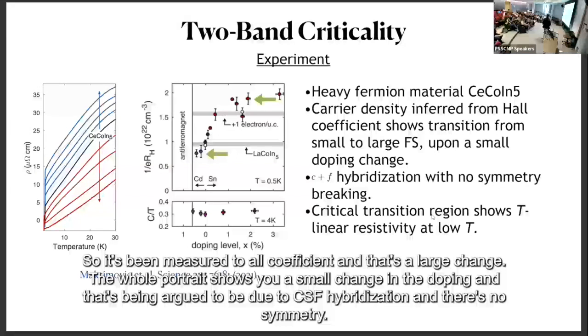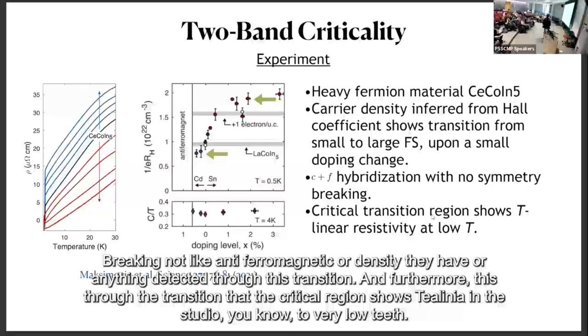It's been measured through the Hall coefficient, and there's a large change in the Hall coefficient for only a small change in the doping. That's been argued to be due to C plus F hybridization, and there's no symmetry breaking, like antiferromagnetic density wave order, detected through this transition. Furthermore, the critical region shows T linear resistivity down to very low T, so it's a strange metal too.